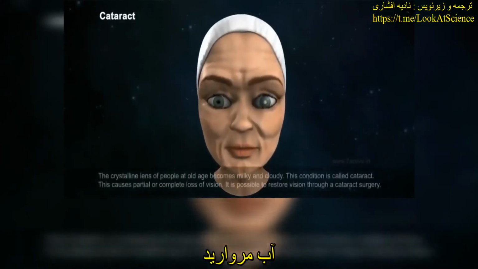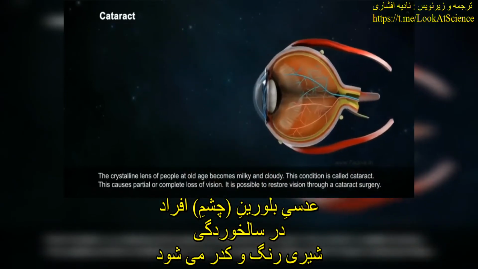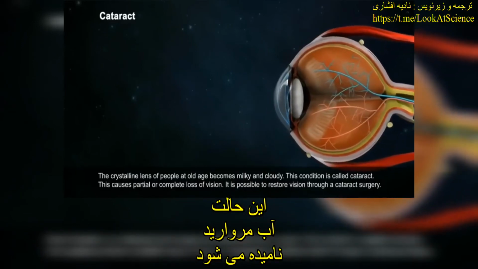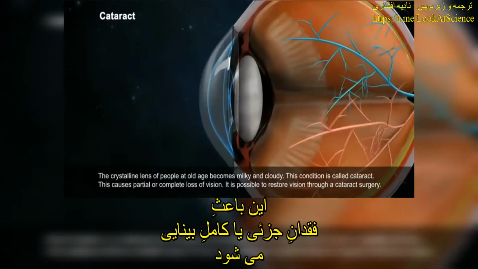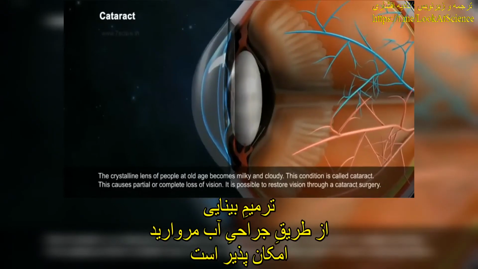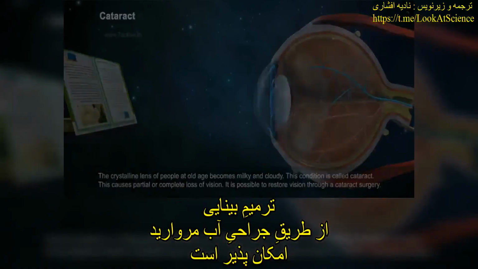Cataract. The crystalline lens of people at old age becomes milky and cloudy. This condition is called cataract. This causes partial or complete loss of vision. It is possible to restore vision through cataract surgery.